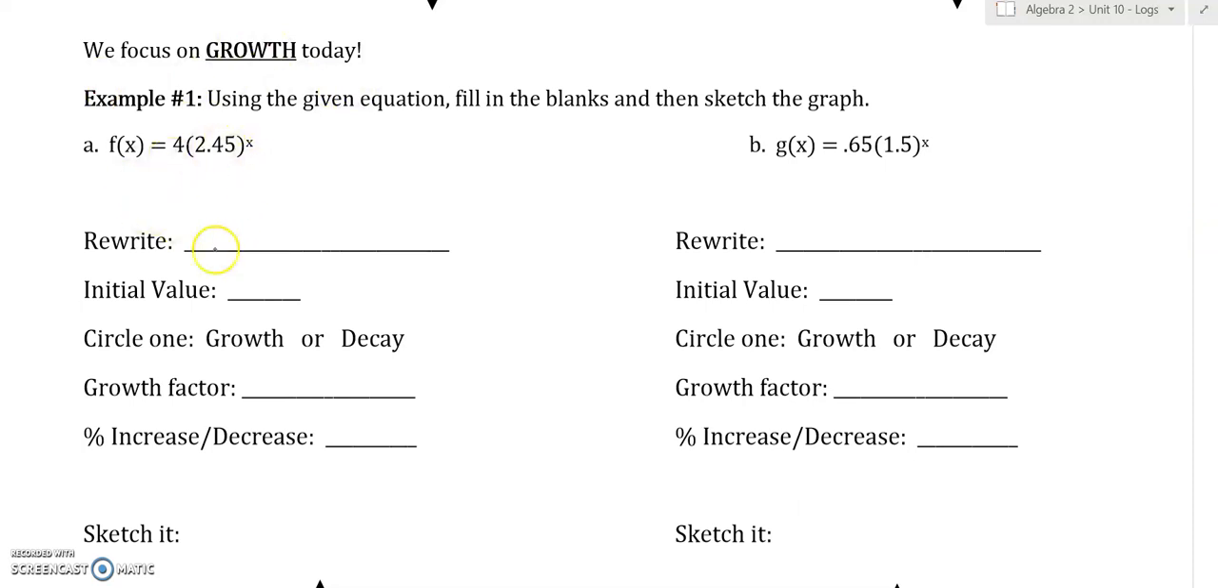Okay, let's look at some examples just right down below where we're going to focus just on growth, but some examples with the numbers so you can kind of get a hang of what the traditional formula looks like. So it says example 1, using the given equation fill in the blanks, then give a sketch of the graph.